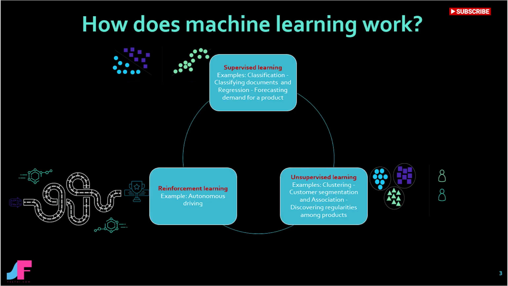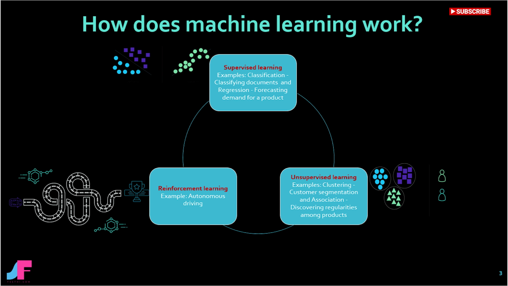How does machine learning work? There are three major categories of machine learning, depending on the specific use case. Supervised learning. Supervised learning is a method where a model learns from a data set containing input values and paired output values that you would like to predict. Examples are classification, classifying documents, and regression, forecasting demand for a product.